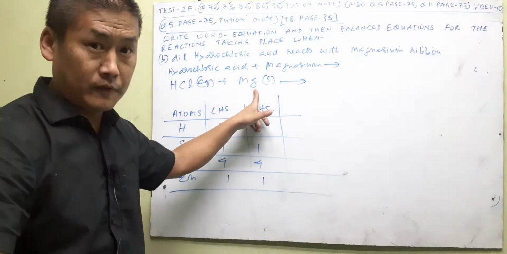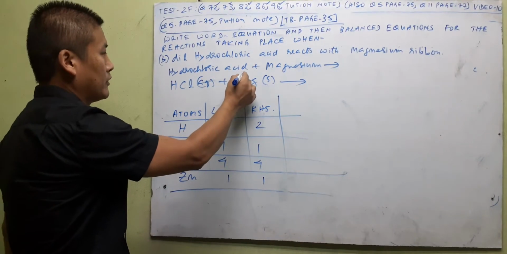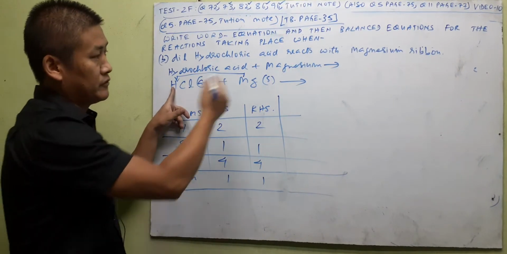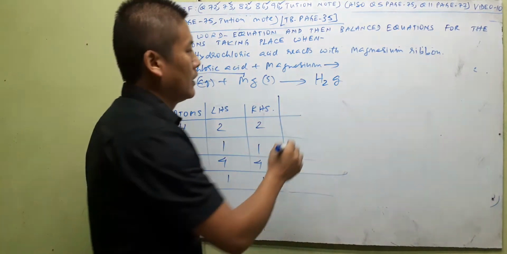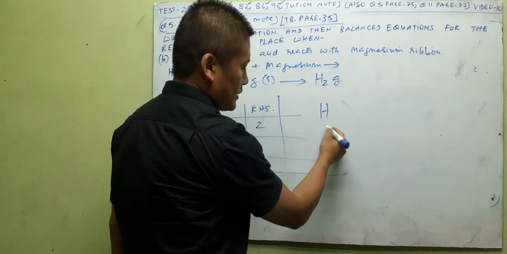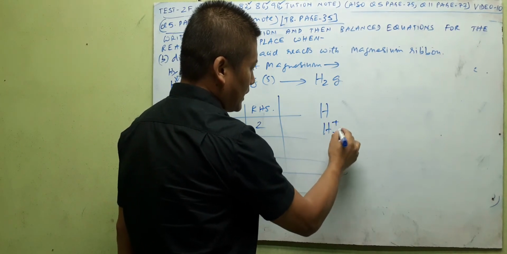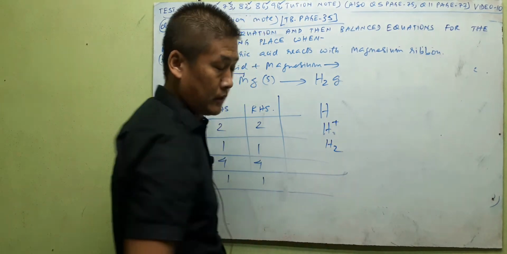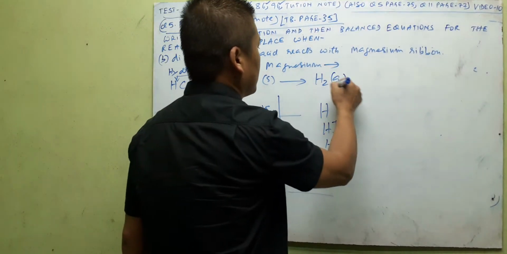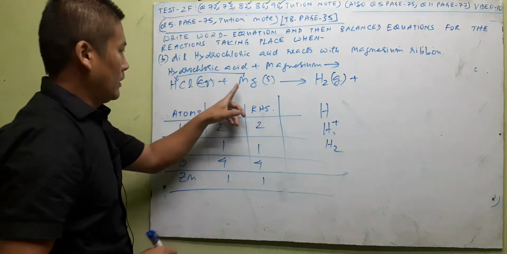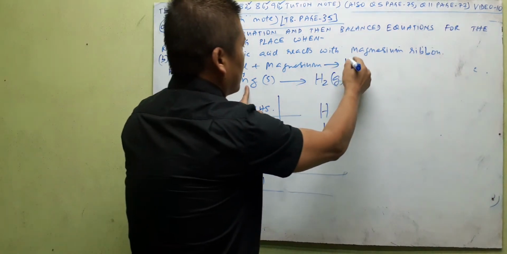Magnesium on page 47 of your textbook. It is above hydrogen now. Yes. Then it will release the hydrogen gas. Hydrogen gas is H2, okay? So hydrogen atom, this is hydrogen ion, this is hydrogen gas. Hydrogen means the gas. Okay, g in the bracket, okay?